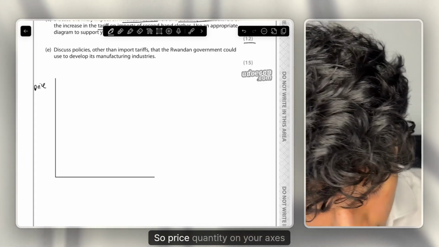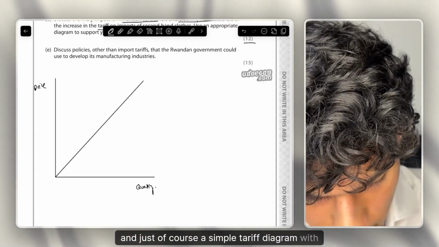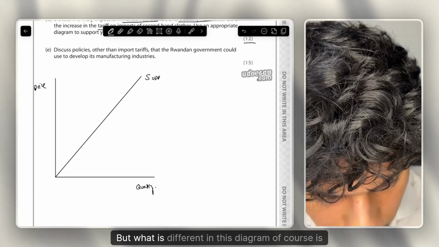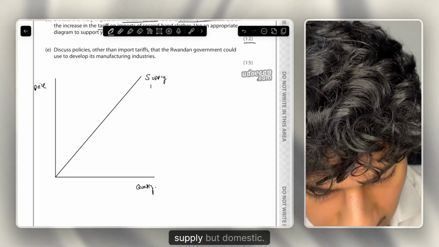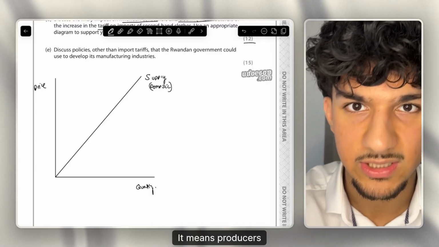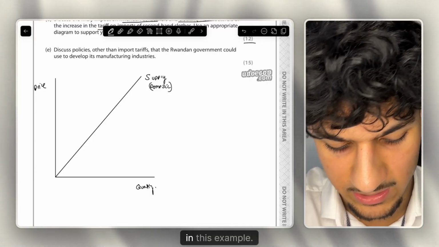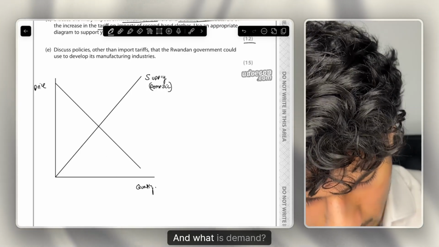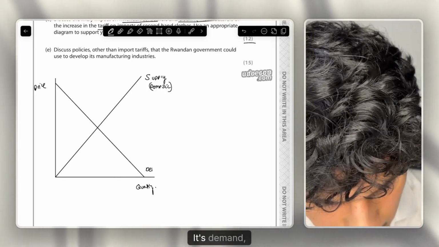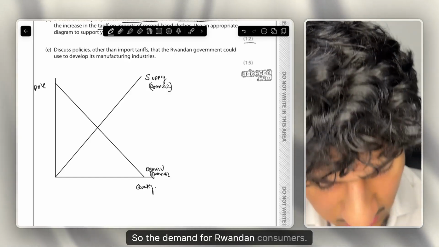So price, quantity on your axes, and just of course a simple tariff diagram with supply. But what is different in this diagram, of course, is supply but domestic. So what does it mean by domestic? It means producers within, so supply by producers within Rwanda, for example, in this example. And then we have demand. And what is demand? Same thing with demand. It's demand, but it's demand domestic. So the demand for Rwandan consumers.